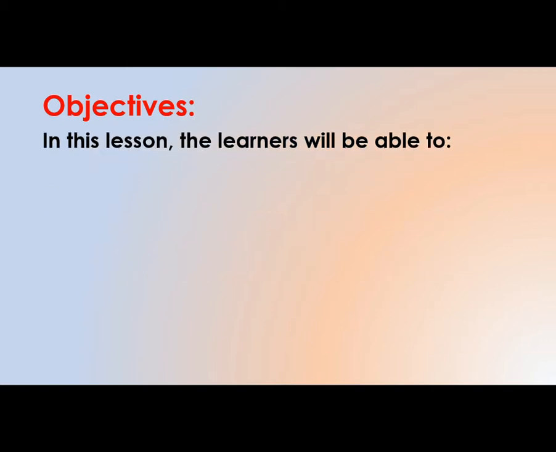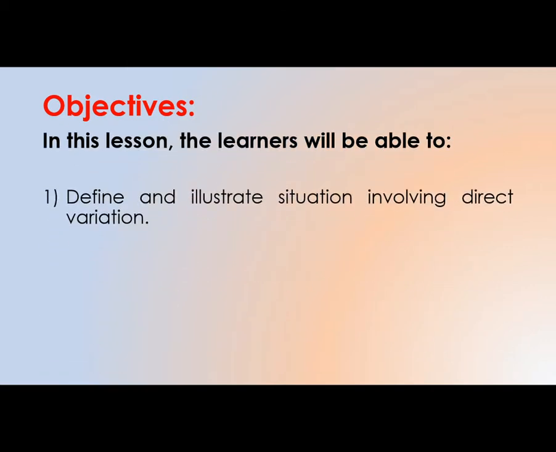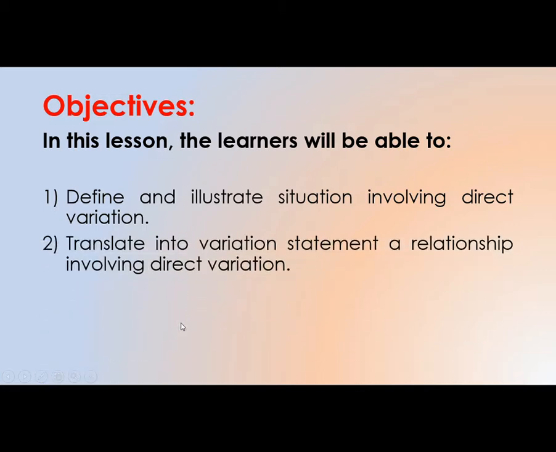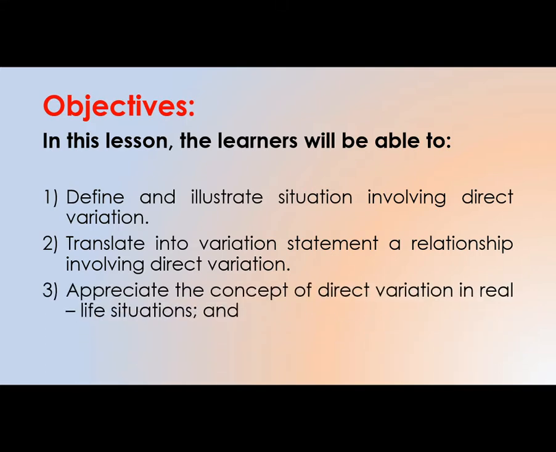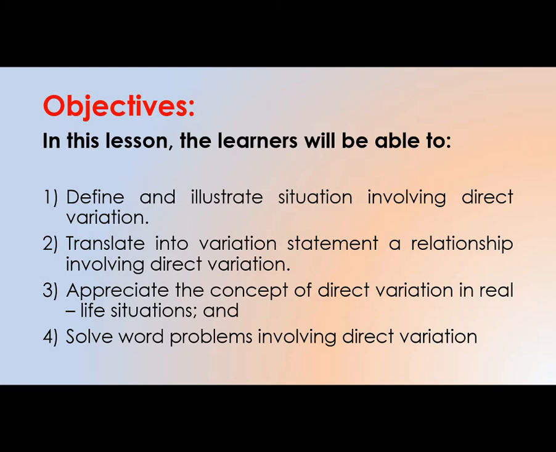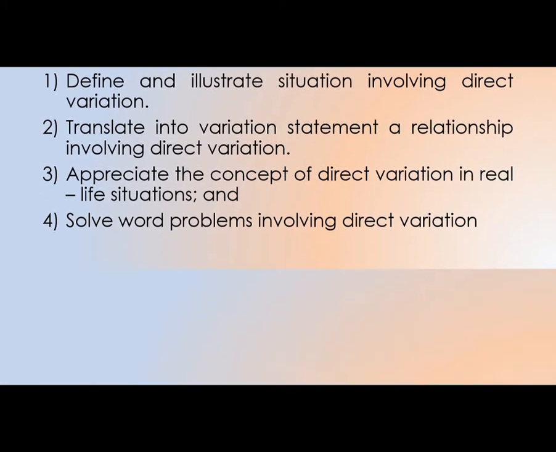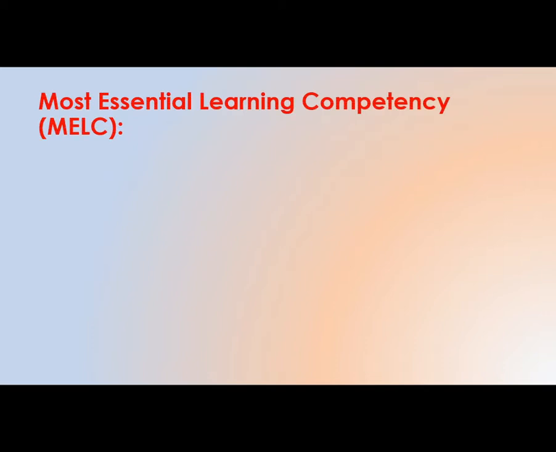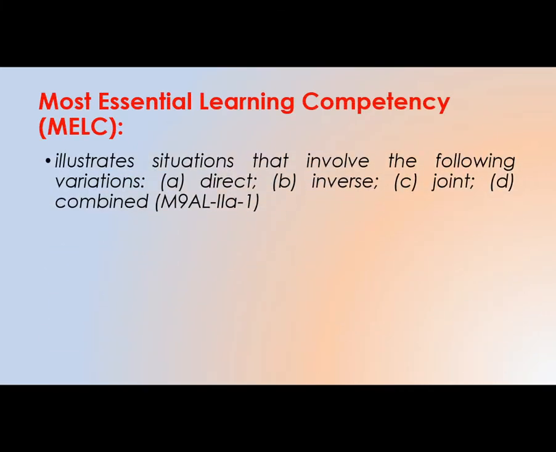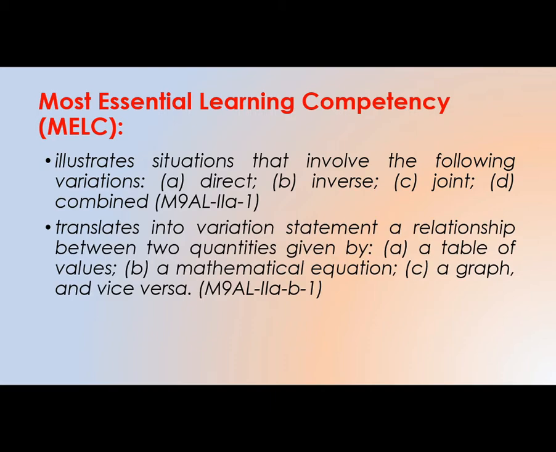So our objective for this lesson, we're going to define and illustrate situations involving direct variation. Also, we translate into variation statement a relationship involving direct variation. We appreciate the concept of direct variation in real life situations. Lastly, solve word problems involving direct variation. And in your most essential learning competency, it is given also.